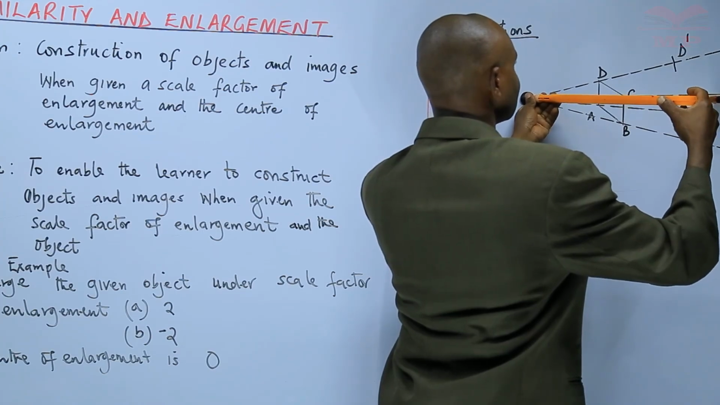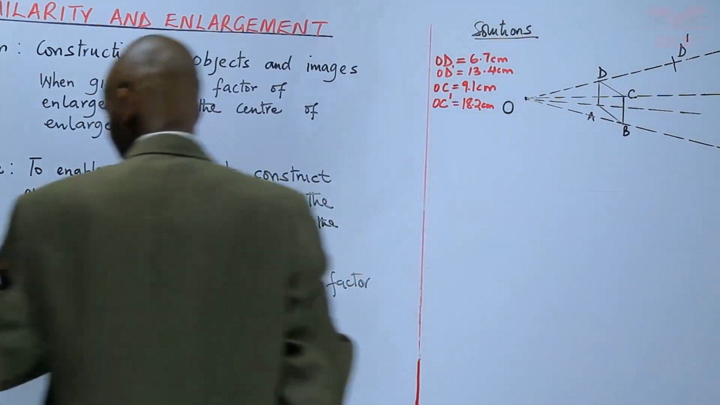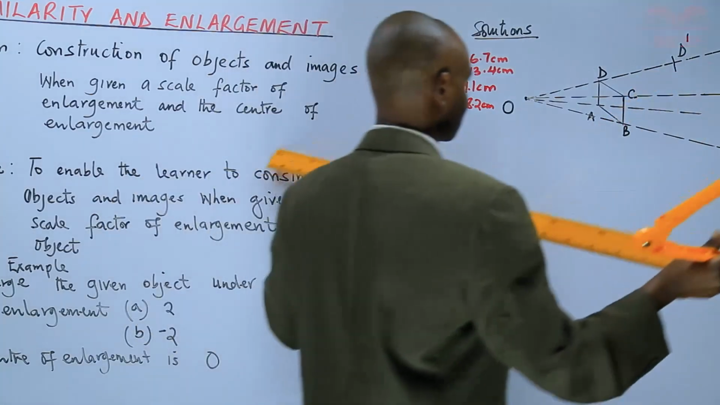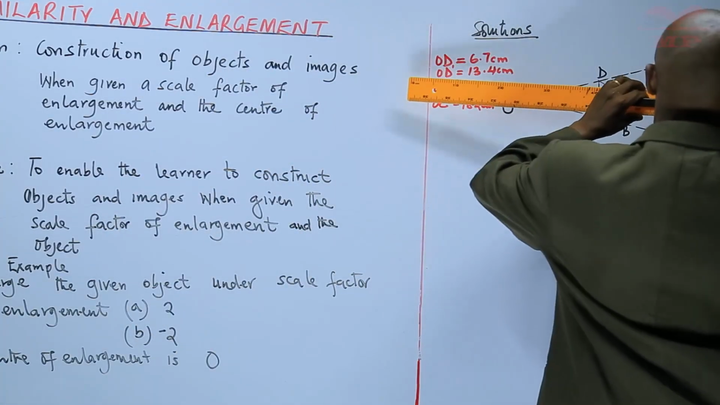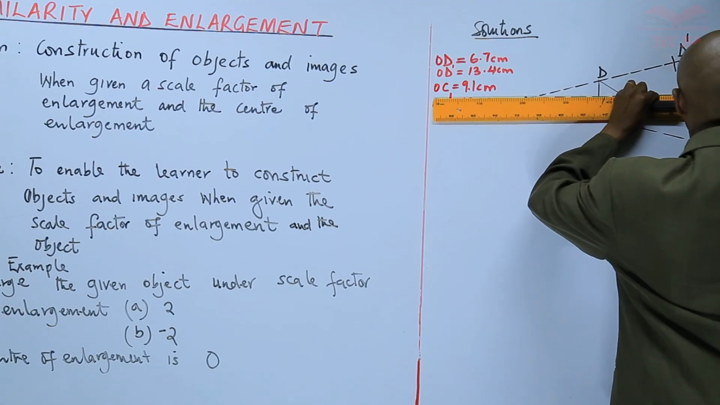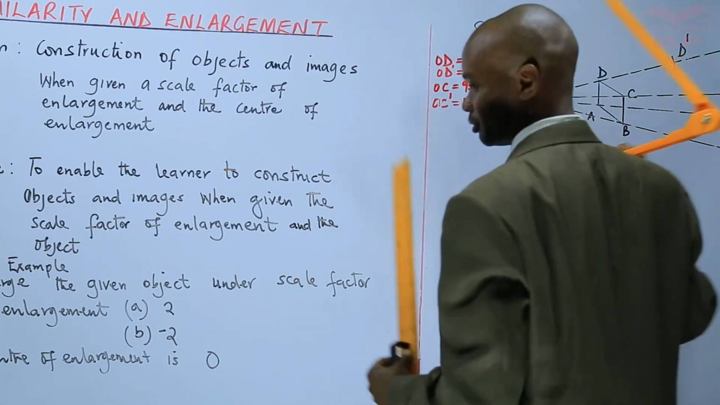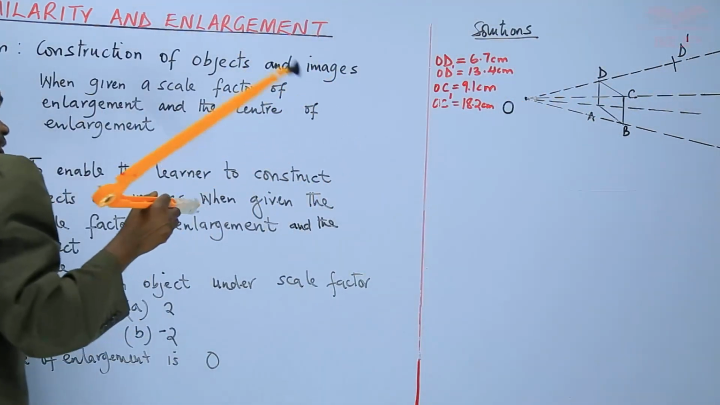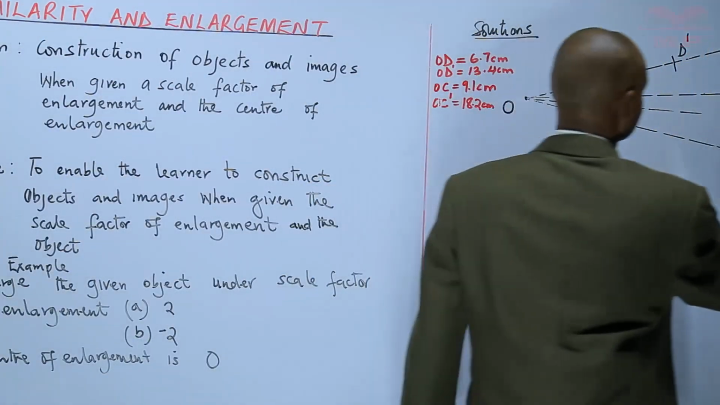So just there. I'll prolong that one a bit so that they intersect. So that is D prime. I've got my C prime, sorry. This is C prime.